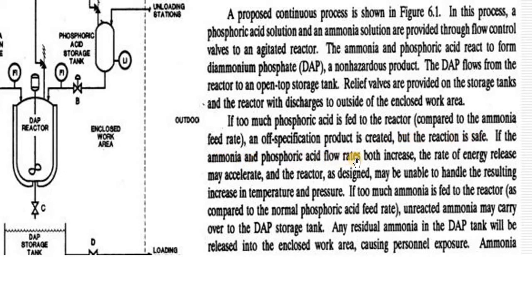If the ammonia and phosphoric acid flow rates both increase, the rate of reaction will accelerate, and the reactor as designed may be unable to handle the resulting increase in temperature and pressure. So if you have more ammonia, you may have a problem.